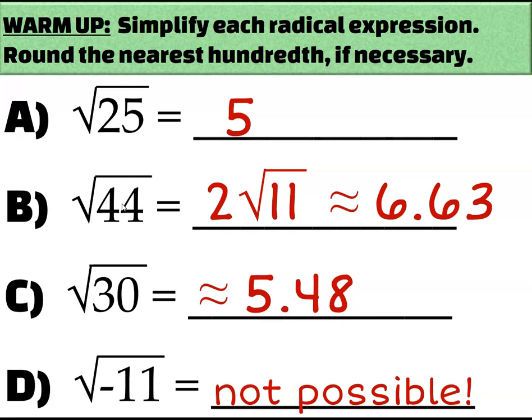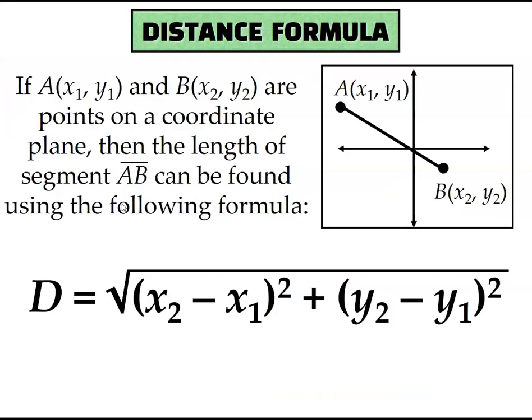You should never get a negative number underneath of your radical when you're working on the distance formula. So let's talk about the distance formula. The distance formula is a way to calculate the length between 2 points on the coordinate plane in units.